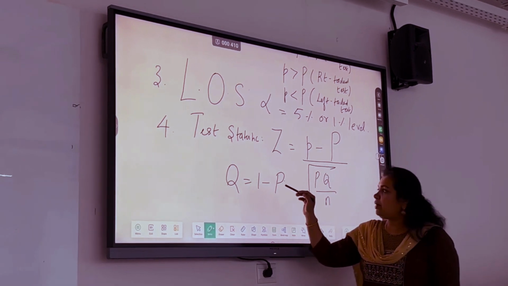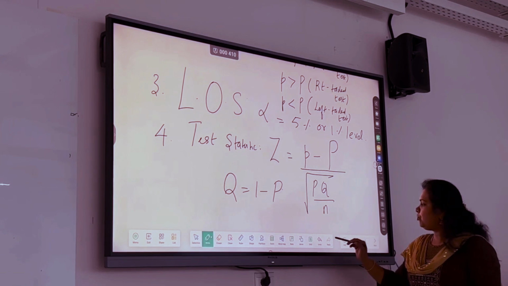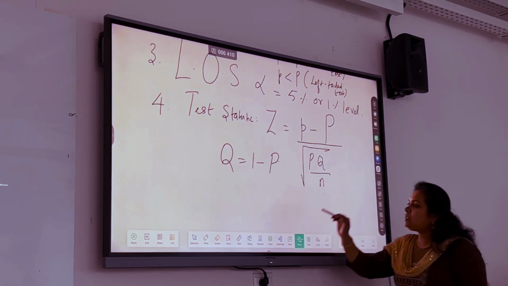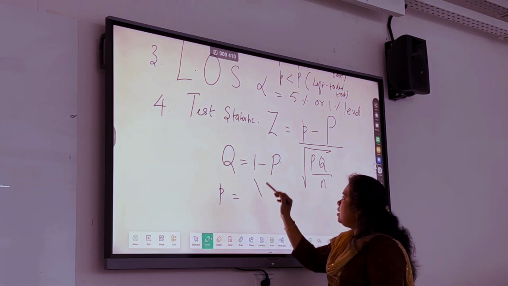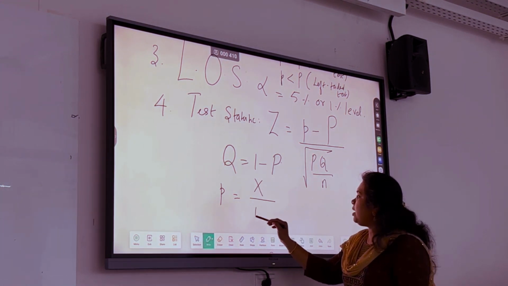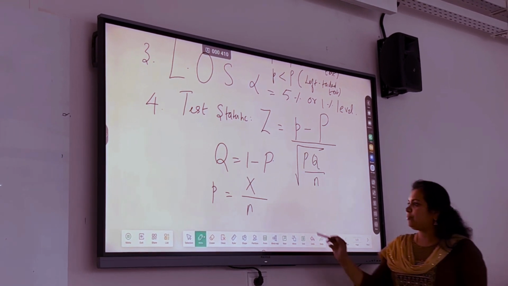Sometimes P will be given directly in the problem, or otherwise we have to find the value. Now, what is that small p? It is the number of successes divided by the total number of observations given in the problem.